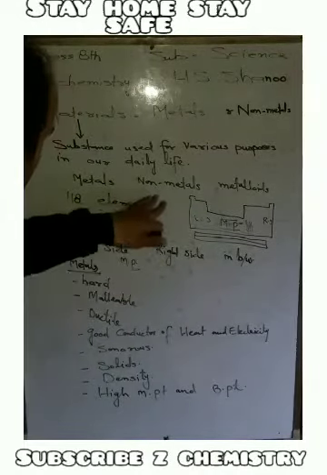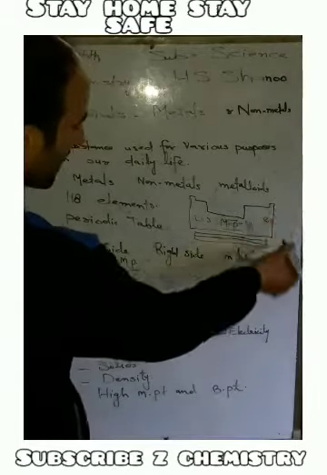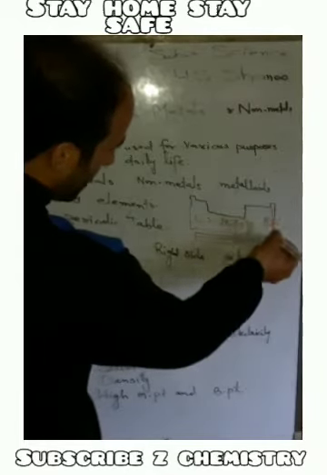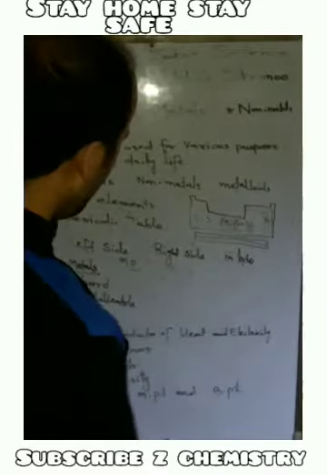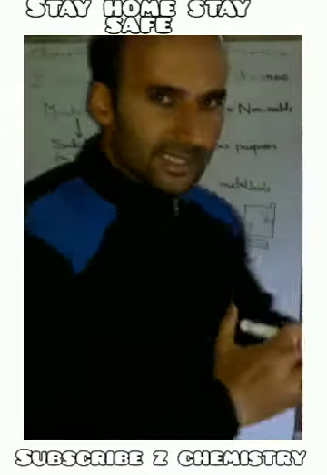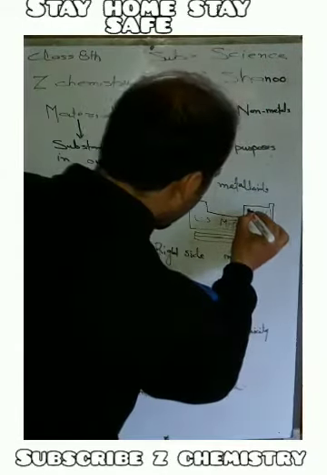There is another class of elements. Those are called non-metals. These non-metals are usually present on the right side of the periodic table. These metals and non-metals are separated in the periodic table by a zigzag diagonal.